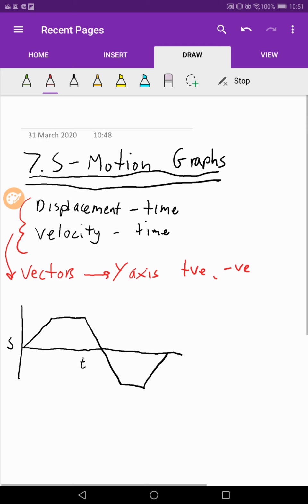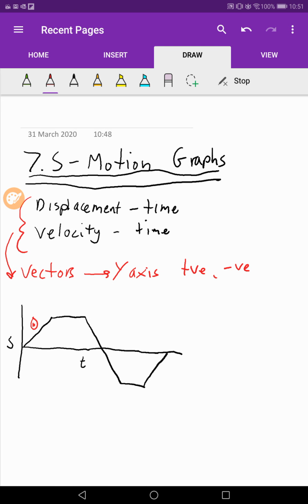So we've got a couple of areas here that I want to look at. We've got area number 1, area number 2, area number 3, and this is also area number 3 here as well, area number 4 and area number 5. So, what's happening in area number 1?